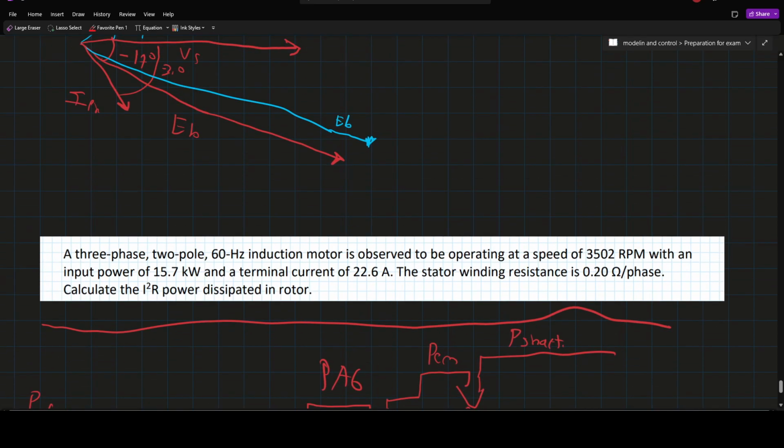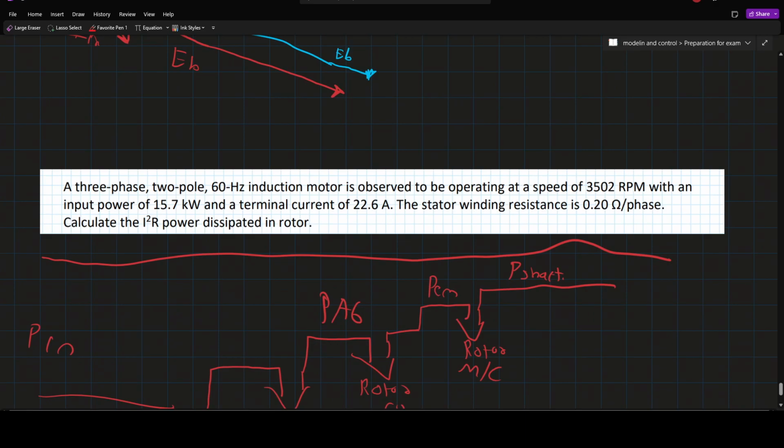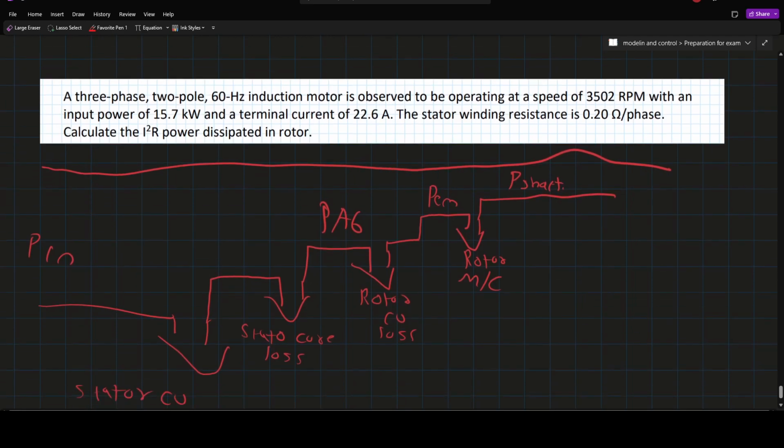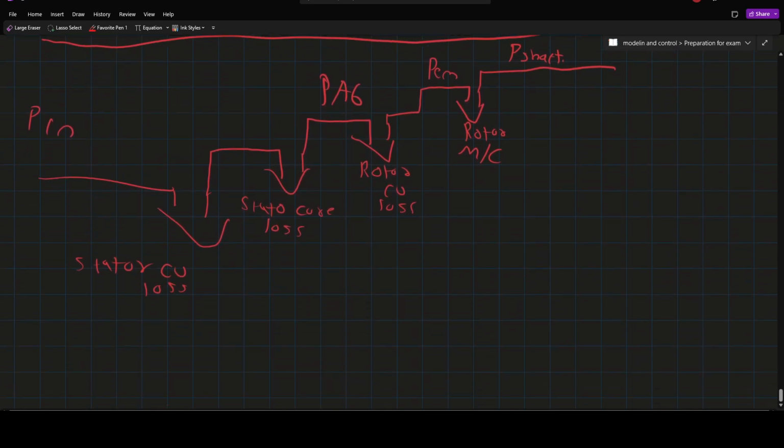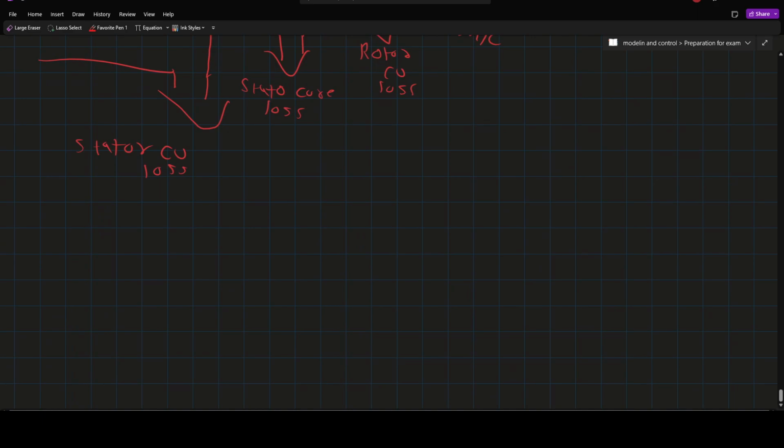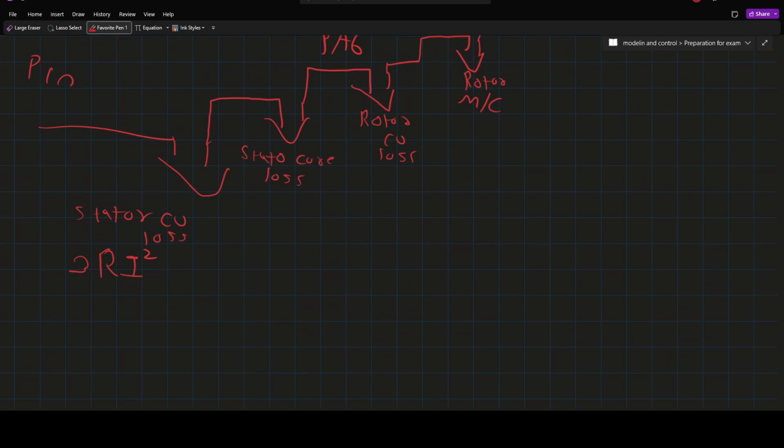And it is telling us here the I squared R power dissipated in the rotor. Remember we have three lines, so the stator copper loss is going to be 3 R I squared. Not just one R, it's 3 because it's 3 phases and we have losses in each one. From this, in formulas, our power in the air gap is equal to our power in minus our copper loss.